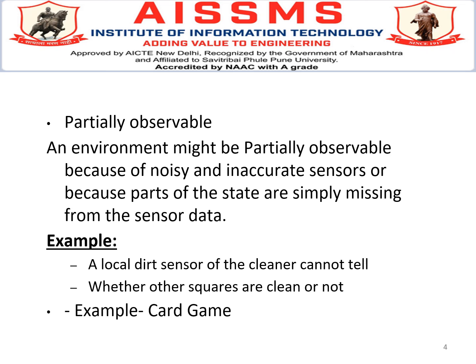Suppose, considering the example of a local dirt sensor of the cleaner, it cannot tell whether the other squares are clean or not. So this is about partial observation. Consider the next example, a robotic sensor where range and noise hide the obstacles. Such examples are considered in a partially observable environment.